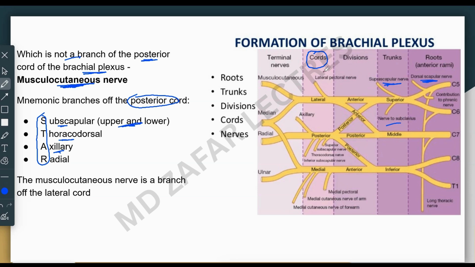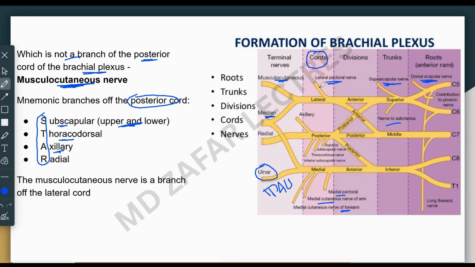Now, the lateral cord gives LML, that is the lateral pectoral nerve, musculocutaneous nerve, and the lateral contribution of the median nerve. The medial cord gives M4U. We have four M's and a single U: the medial pectoral, medial cutaneous nerve of the arm and forearm, medial contribution of the median nerve, and the ulnar nerve. So the ulnar nerve arises from the medial cord.